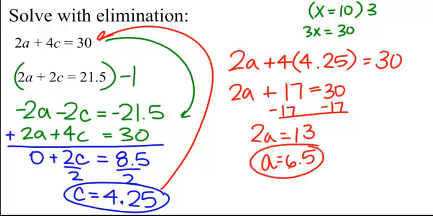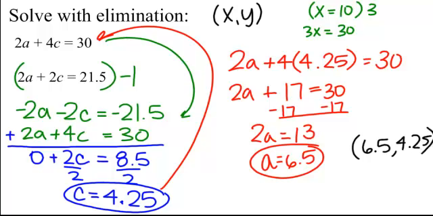And now that we have both parts of our answer, we need to write them as a point. In our points, it always goes x comma y, so that's easy to remember who comes first. But if you're not given x and y, if you're given any other letters, it's always whoever comes first in the alphabet. So in this case, a comes first, so we would write our answer as (6.5, 4.25).